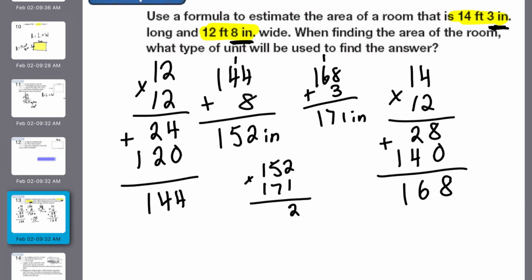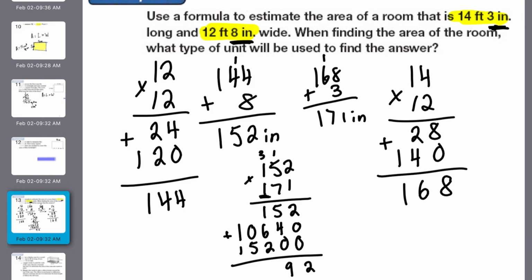1 times 2 is 2. 1 times 5 is 5. 1, 0, 4, 6. 3 times 1 times 7. 10. Add 2 zeros now that I'm onto the 1 here. Add them all up. There I have my inches. 25,992 inches.